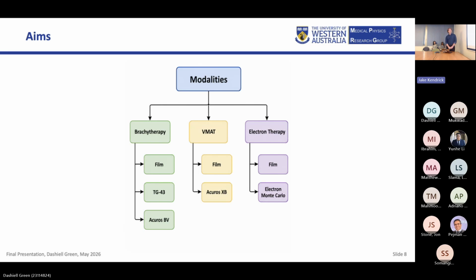So what this was, we separated into Brachy, VMAT, and Electron therapy. All of these were analyzed with Gafchromic film, and then compared. For Brachy, it was to TG43, the water-based dose calculation, and Acuros BrachyVision, which is a model-based calculation. Same with Acuros XB for VMAT, model-based, and then for Electron therapy, it is Electron Monte Carlo.